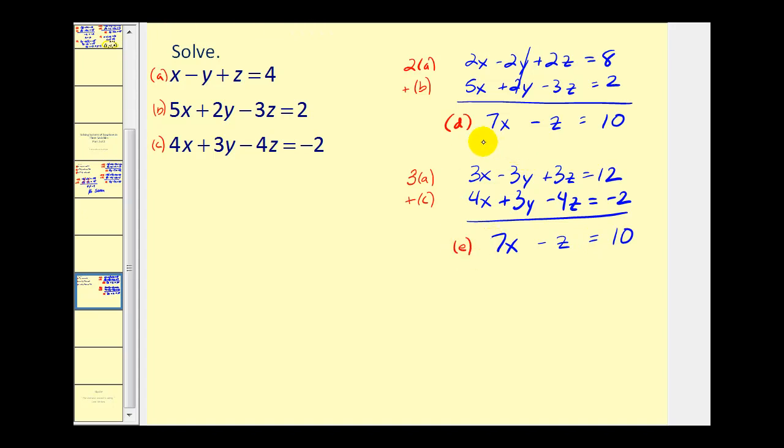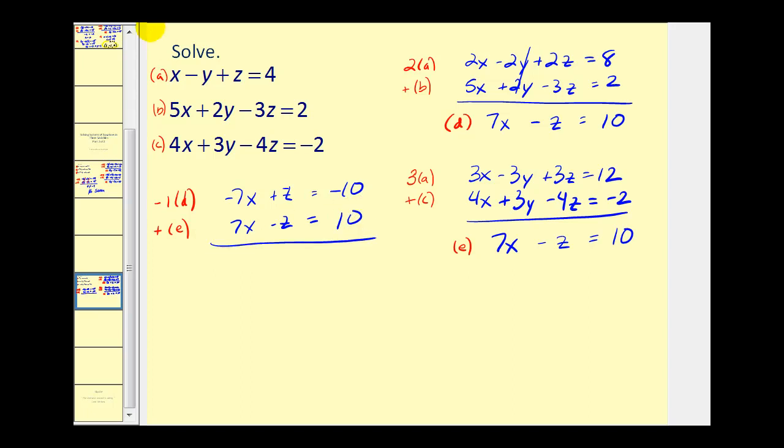Now we're going to solve the system using equation D and equation E. One thing we'll notice right away, though, is these two equations are identical. So if we were to try to eliminate either x or z, they'll both be eliminated. Let's go ahead and try it anyway. Let's multiply equation D by negative 1 and then add it to equation E. So we'd have negative 7x plus z equals negative 10. And then we have 7x minus z equals 10.